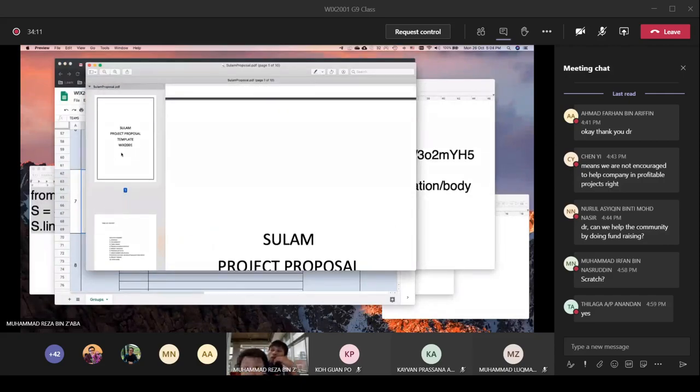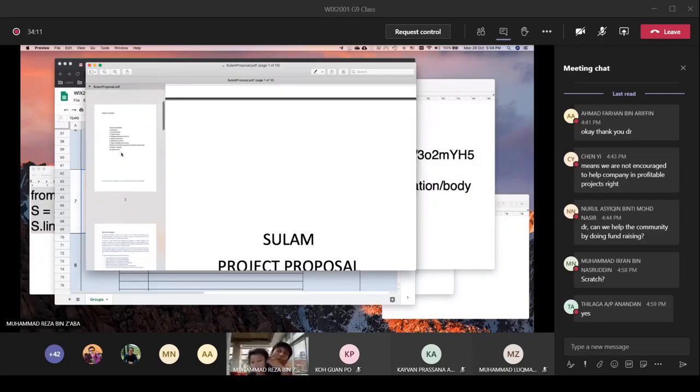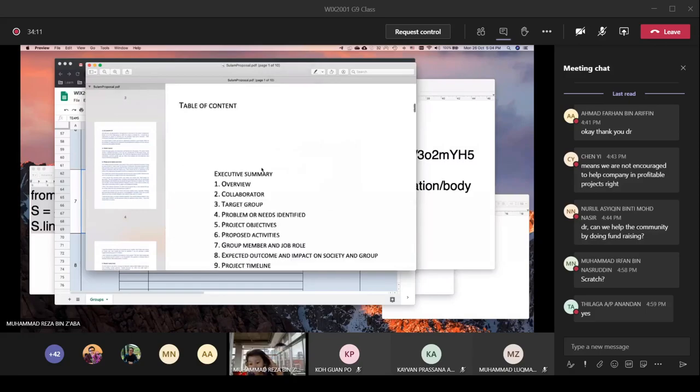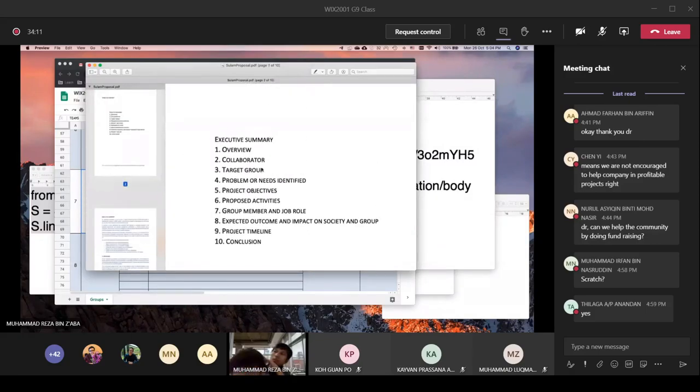If you decide not to contact the NGO yet, you can prepare a preliminary version of the proposal and send it to me, maybe next week. So at least I know you can list the potential collaborator. You can fill in this information, except maybe the timeline.